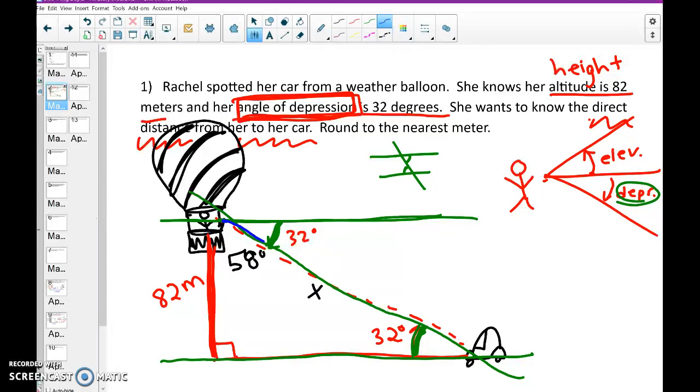Third option you could do is you could just make a second triangle. Whoops, that was bad. You could just make an upside down triangle. It's going to work exactly the same way. 82 is still going to be up here because it's still how high up she is. It's just moved over a little bit. X is still here. You're still looking for the direct distance, and you would use 32 here. Okay, so lots of different options you can do.